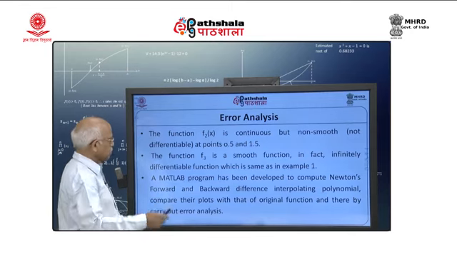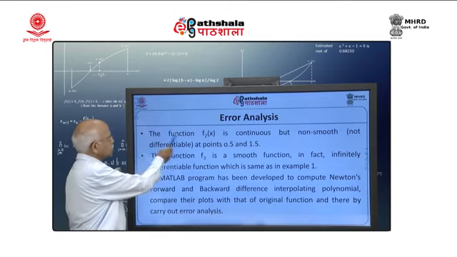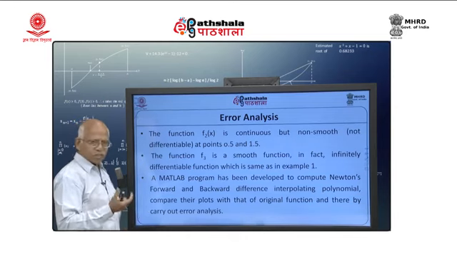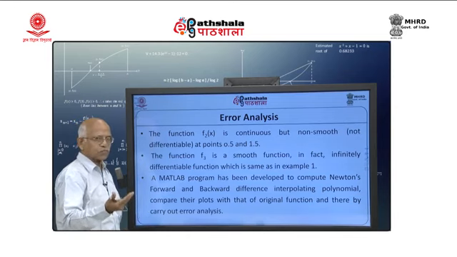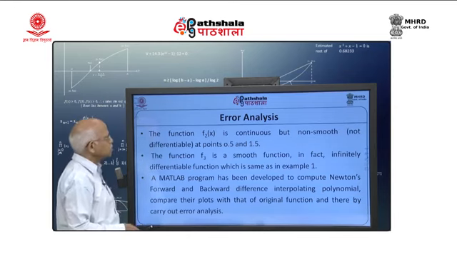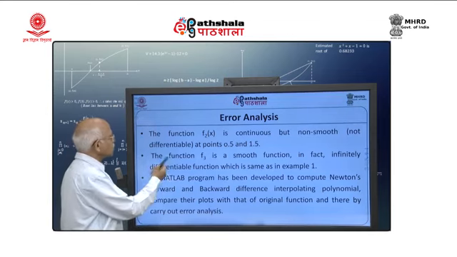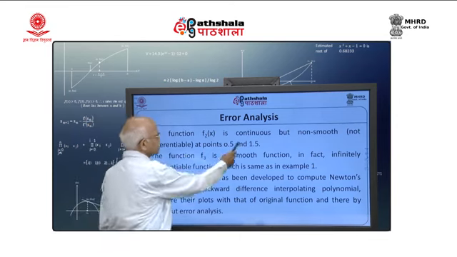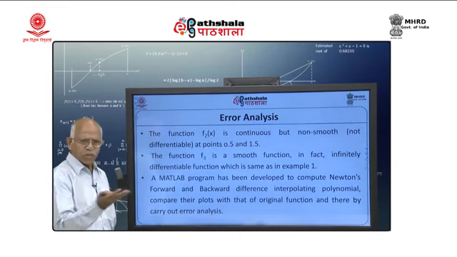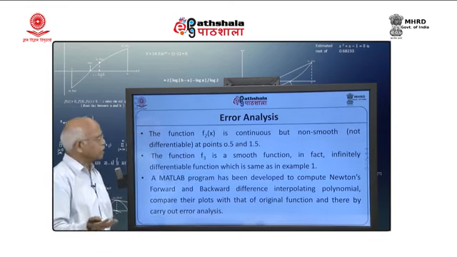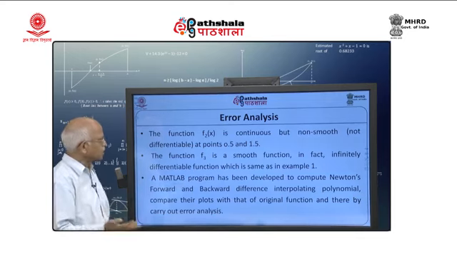On both the sides we will get that. The function f2(x) is continuous. I am just describing the characteristics of this function: selected, continuous, but non-smooth. So, I am trying to consider a function which is not differentiable at points 0.5 and 1.5. You can select any 2 arbitrary points actually.